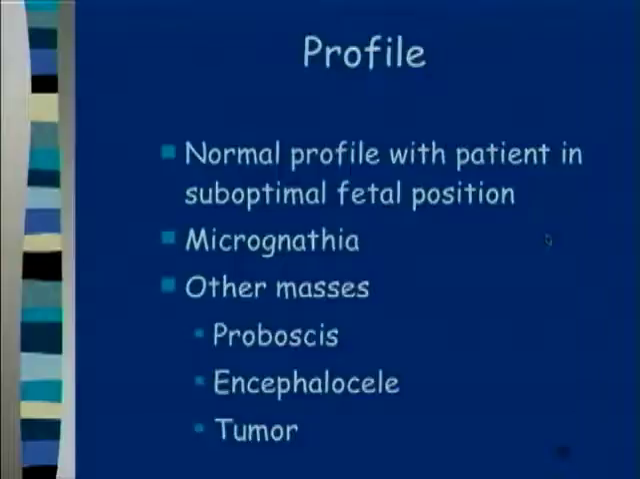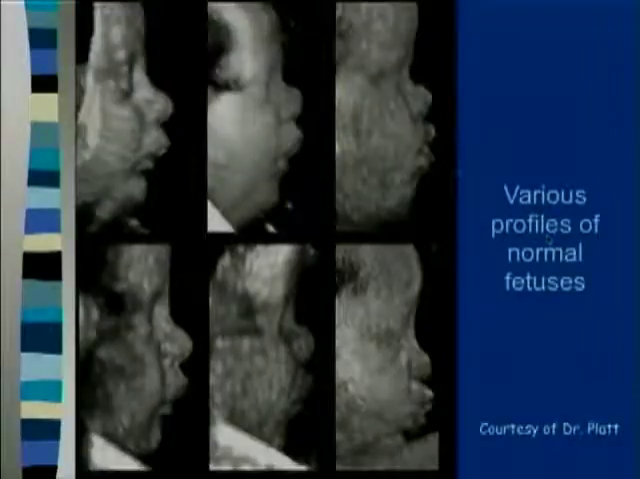Okay, moving beyond the clefts, we also look at profiles. We can find a normal profile in patients that we don't have in a good position sometimes for 2D ultrasound, but by taking a volume, you can rotate the face and be able to get that normal profile. We can also assess babies that we think might have micrognathia from 2D exams, or in looking for fetuses who have syndromes associated with micrognathia. And we can also look at other masses like the proboscis, or in patients with holoprosencephaly, or encephaloceles or tumors.